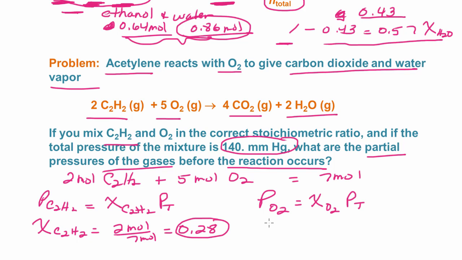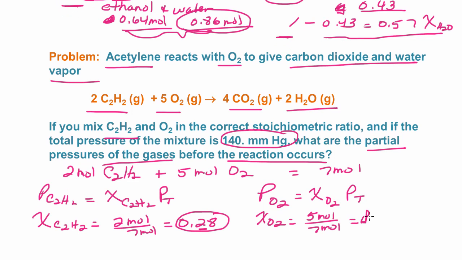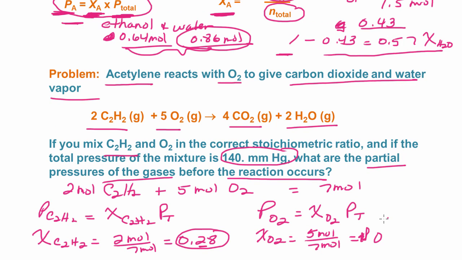We'll do the same for the oxygen. So the mole fraction for the O2 is going to be equal to 5 moles divided by 7 moles, and that's going to be 0.71. Really, these should be to 1 sig fig. So 0.71, okay, 0.7, and this would be 0.3.